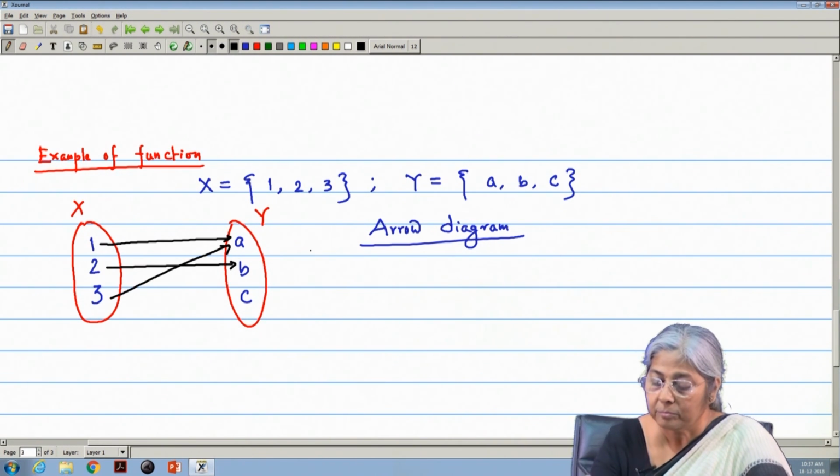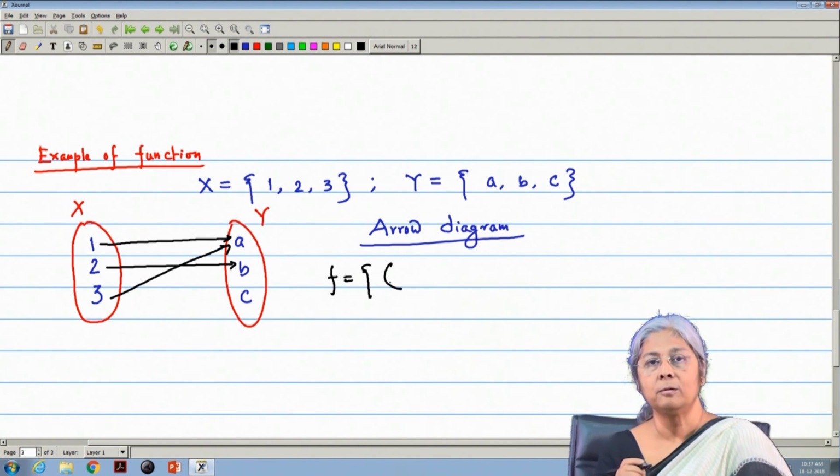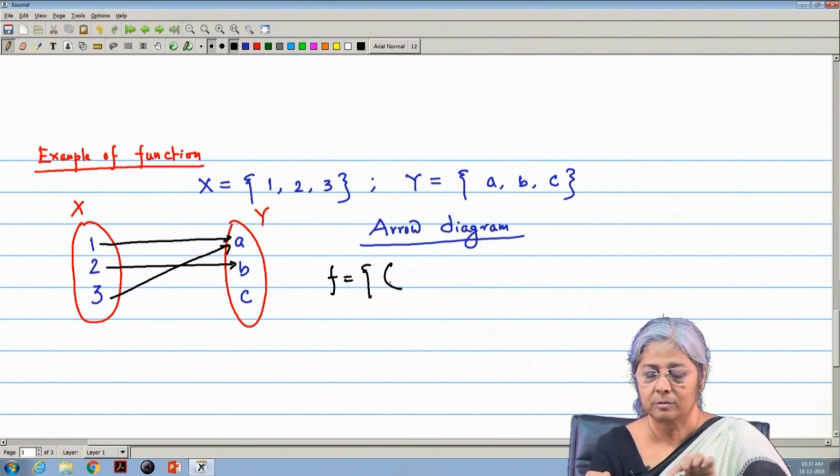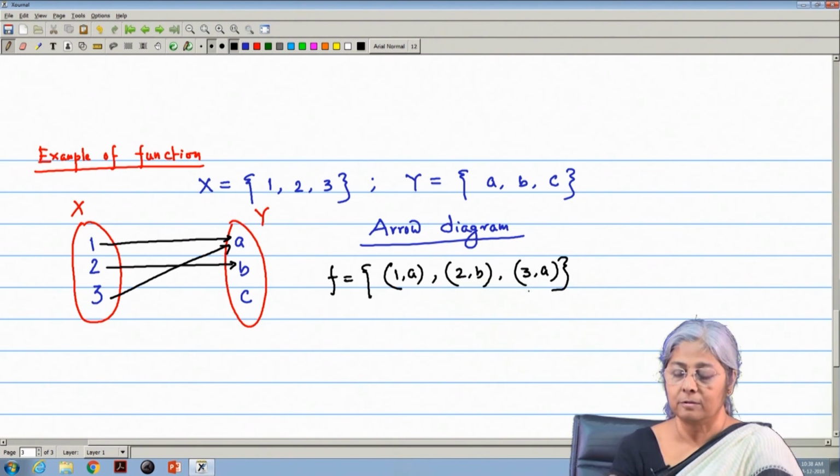Since we have defined a function as a subset of the Cartesian product, here the subset is made of ordered pairs. So, it is 1a, 2b, again 3a. So, this is a function.